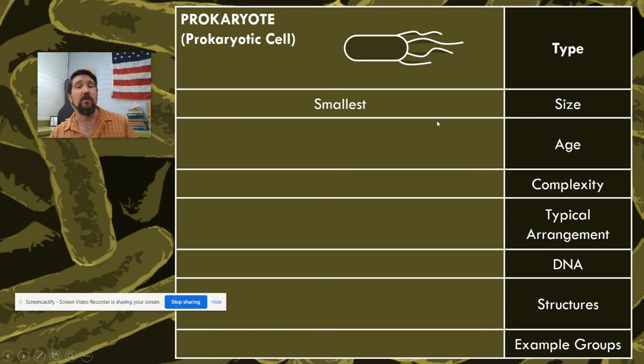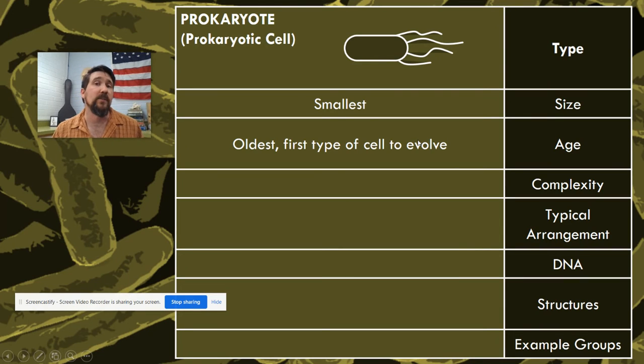Our prokaryotes are going to be the smallest cells. Things like bacteria are prokaryotes. We're going to pretty much need a microscope to see these guys. Now, prokaryotes are the oldest type of cell on Earth. We think that they were the first type of cell to evolve, and all of the other life forms essentially evolved from prokaryotes, including the more complex eukaryotes.